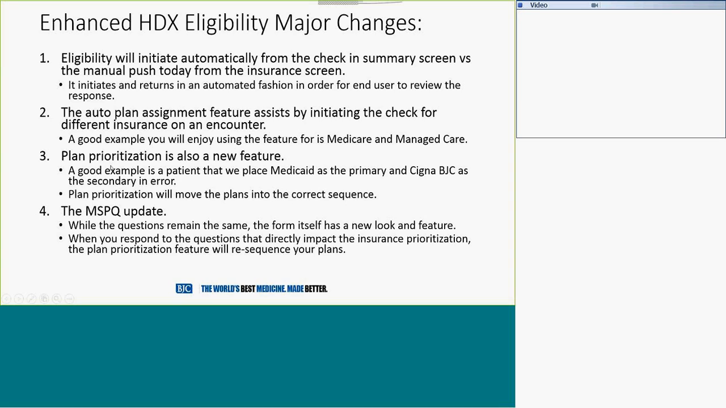Number 3 is plan prioritization. It's a new feature. A good example is a patient that we place on Medicare as the primary and Cigna BJC as the secondary. Plan prioritization will move the plans into the correct sequence for you. Number 4 is the MSPQ. The questions on the MSPQ are the same, but the form itself is going to look a little different. When you respond to the questions that directly impact prioritization, the plan prioritization feature will resequence the plans for you. There's also a new location for that MSPQ button. You'll see it on the insurance form, so I'll show you where that is when we walk through that process.